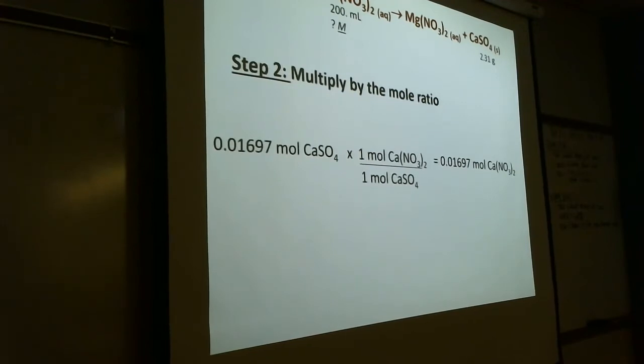I know it's extra writing. I know it's kind of a pain to write something out that doesn't actually change the number, but it does change the units, and units are important to us. So I need to know that you understand how to convert. So the mole ratio is 1 to 1.